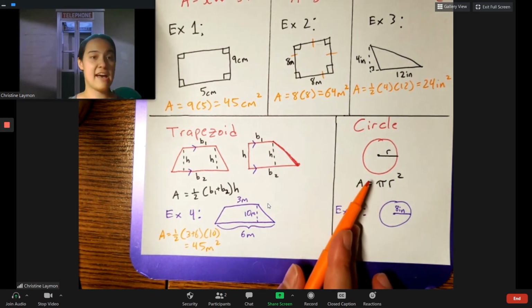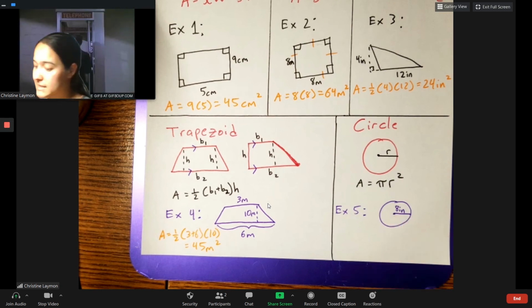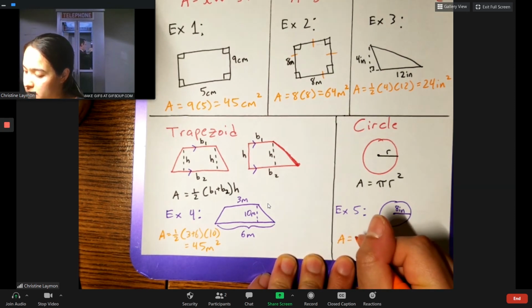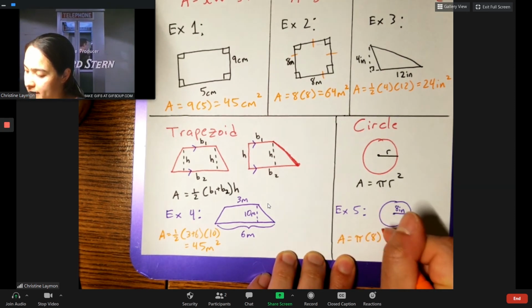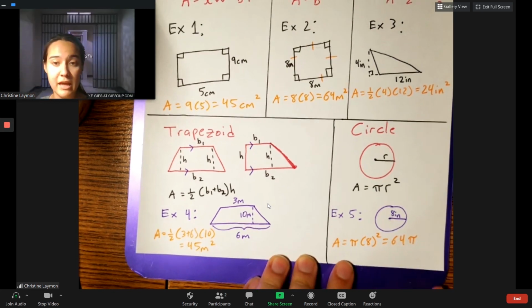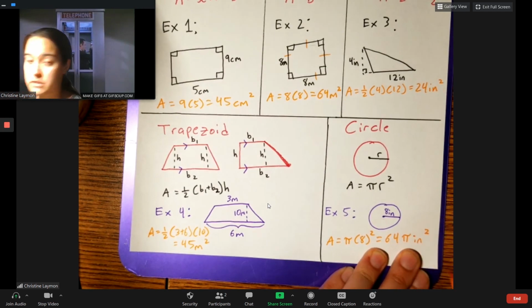And lastly, I have my circle. The area of a circle is pi r squared. So in this case here, my radius is 8. So A equals, again, pi r squared, so 8 squared, and this gets me 64 pi, and my units are inches here, so I'm going to have inches squared.